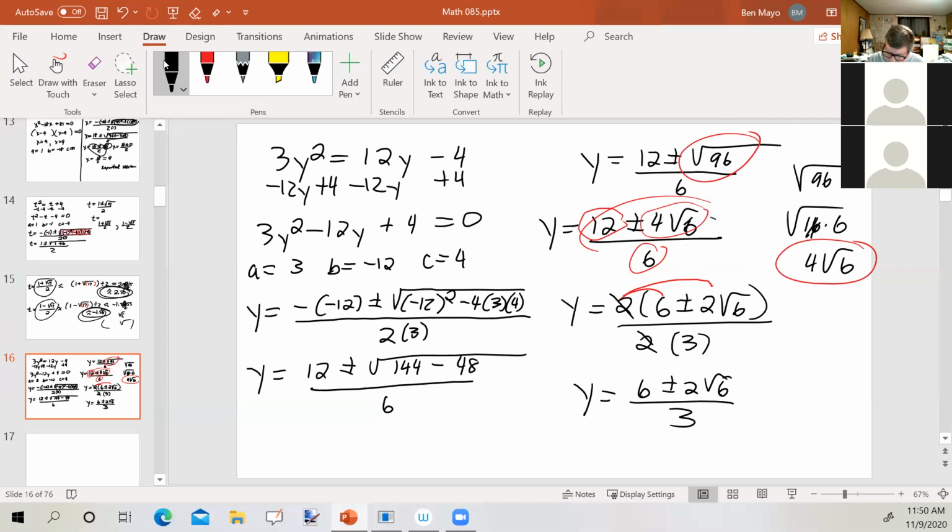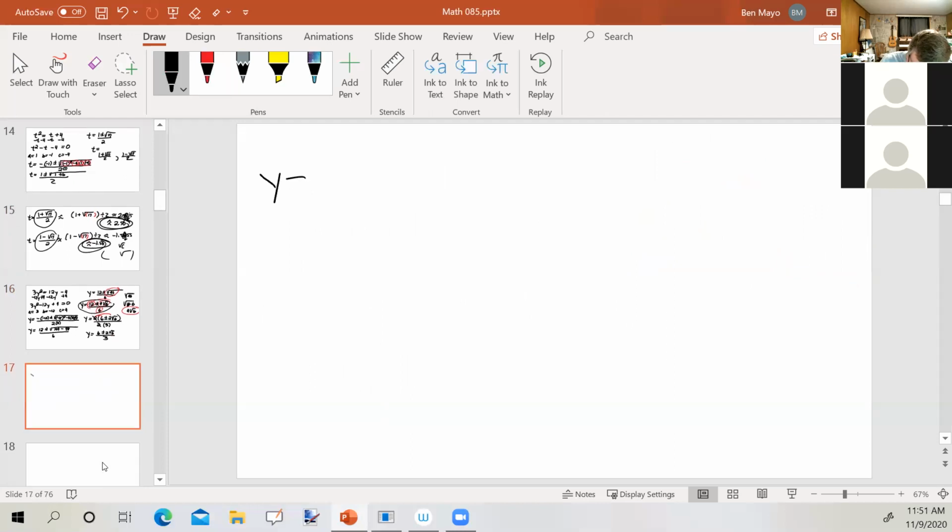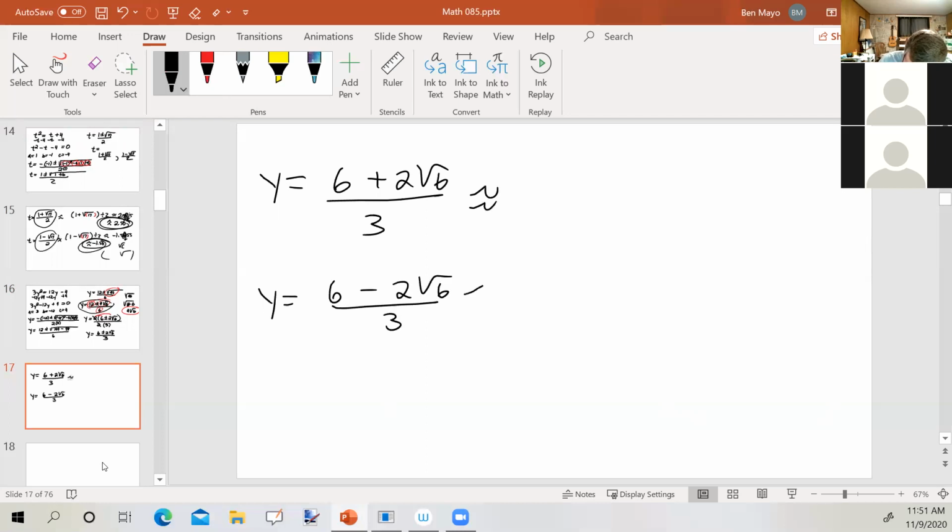Okay. So that would be the way you would answer that. You'd reduce it down. So you wouldn't stop there. Now, again, in WebAssign, you'd write those separately. 6 plus 2 square roots of 6 all over 3. And 6 minus 2 square roots of 6 all over 3.